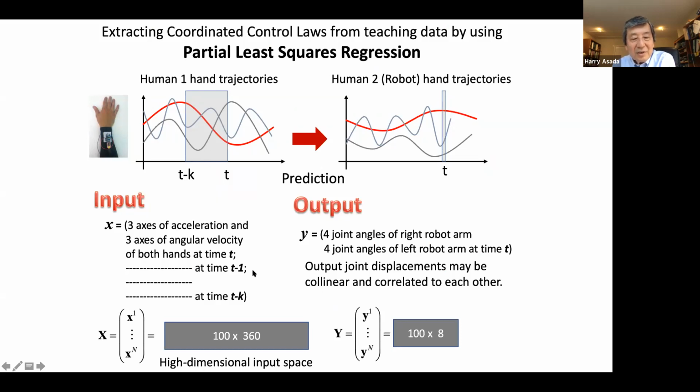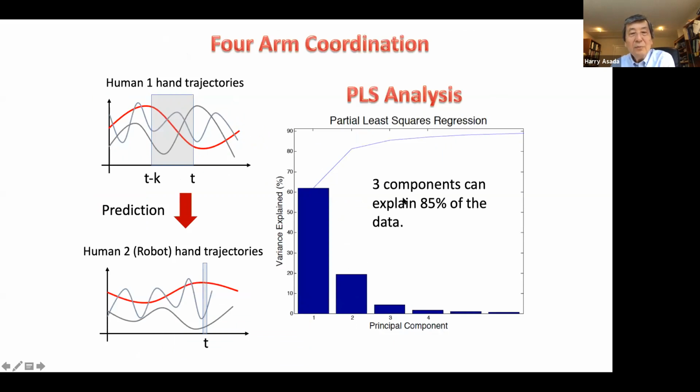So it turns out the input space is a 360 dimensional input space, and we had 100 data points. So that's the data matrix for the input and output side. The robot has 2 arms, and each has 4 degrees of freedom, so 8 DOF in total. So this is the output space, 8 dimensional.